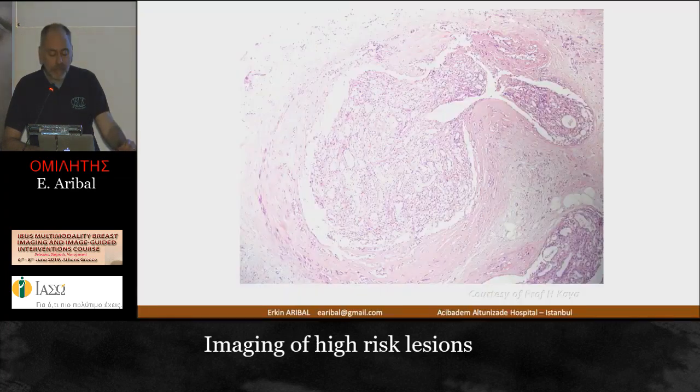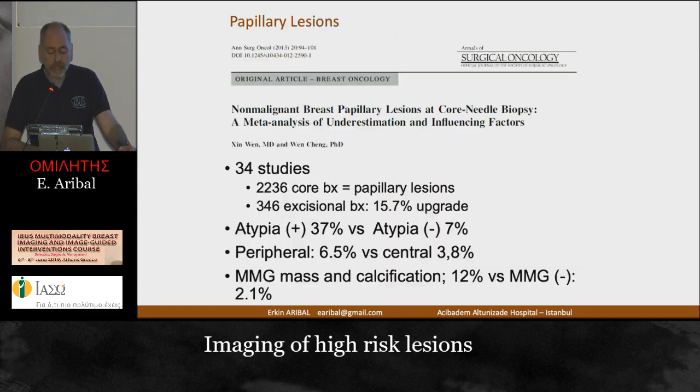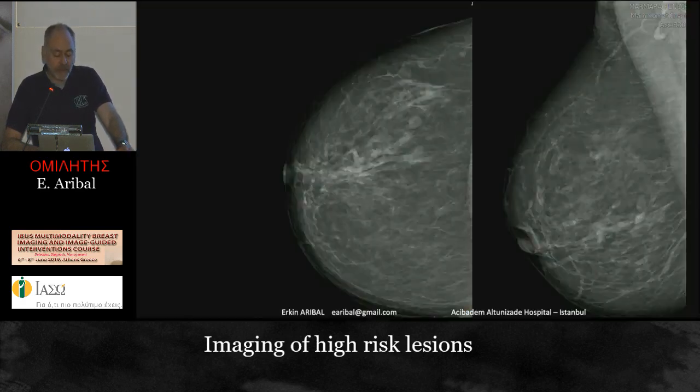And the last lesion is papillomas. Papillomas we see quite much. They may show on mammogram as masses or calcifications. They may be peripheral or central. When they are peripheral, they have more risk of malignancy. When there is atypia, compared to without atypia, the relative risk is higher.